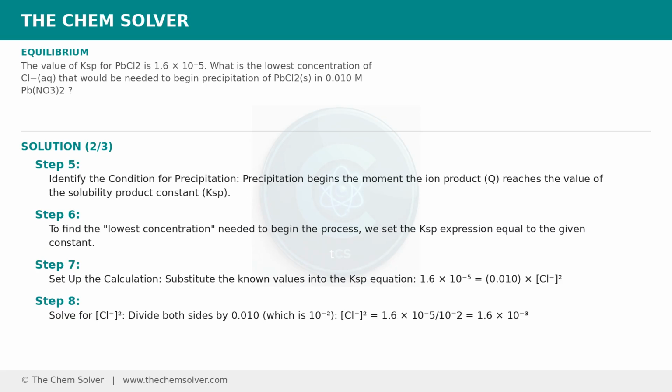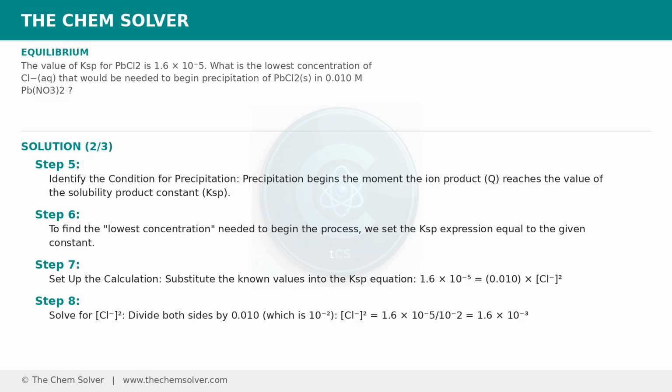Identify the condition for precipitation. Precipitation begins the moment the ion product, Q, reaches the value of the solubility product constant, Ksp. To find the lowest concentration needed to begin the process, we set the Ksp expression equal to the given constant.